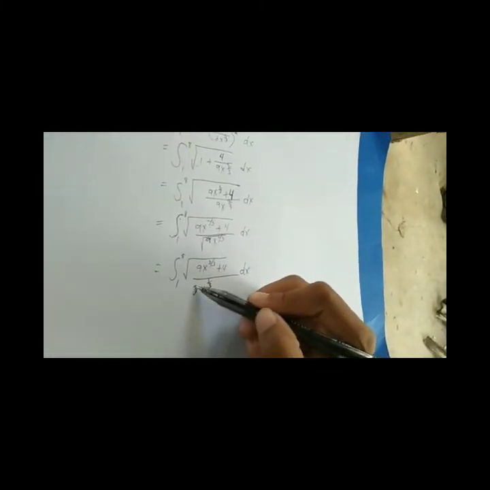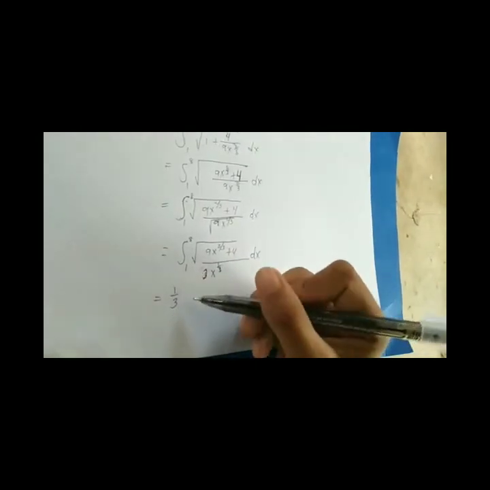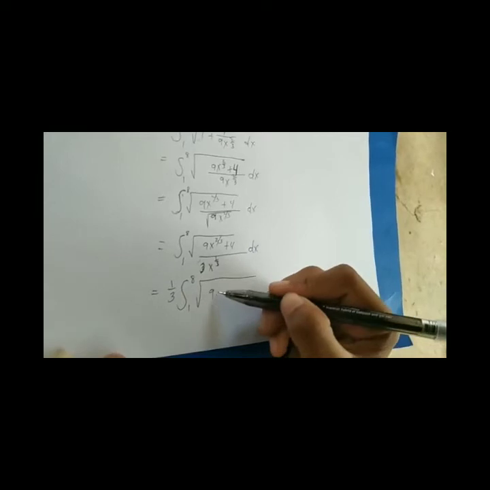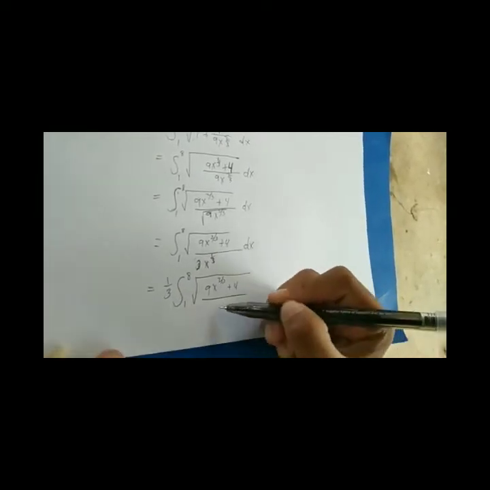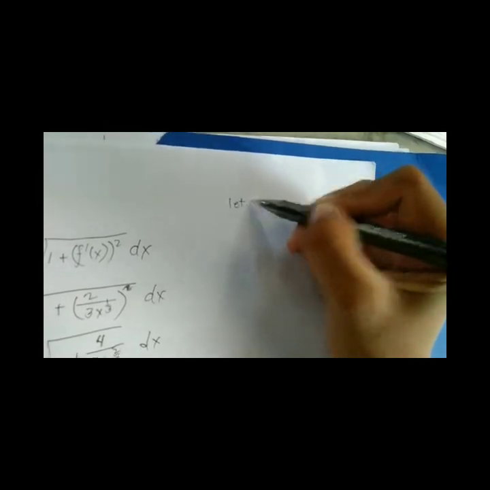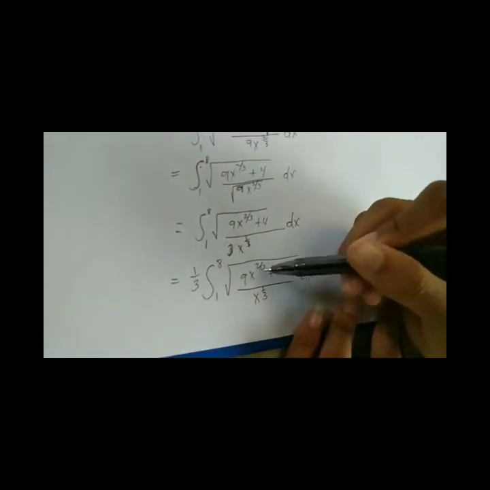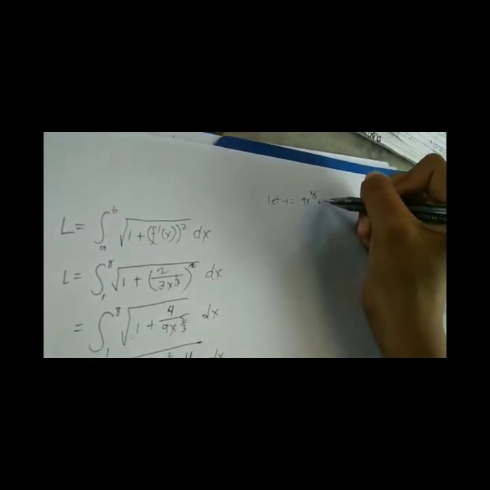So this 3, as a constant, becomes 1/3. The integral from 1 to 8 of 9x raised to the power of 2/3 plus 4 all over x raised to 1/3 times dx. So, let u, we will use the one with the higher exponent, 2/3. So let u is equal to 9x raised to the power of 2/3 plus 4.